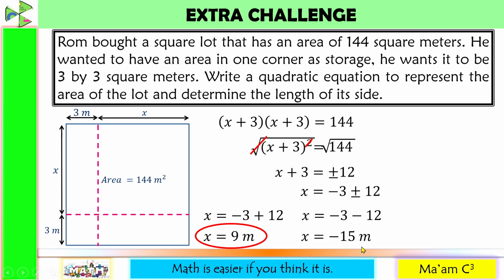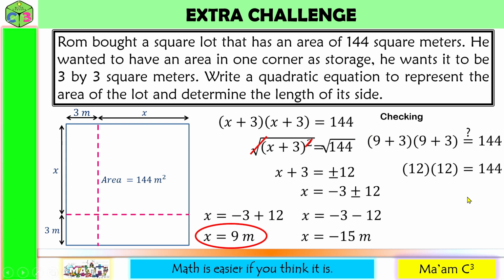Let us check our answer. Let us substitute 9 in our equation here. So this will become 9 plus 3 times 9 plus 3 is equal to 144. Are they equal? 9 plus 3 is equal to 12. So I have 12 times 12 is equal to 144. And 12 times 12 is 144. Yes, they are equal. Therefore, the value of x here is equal to 9.